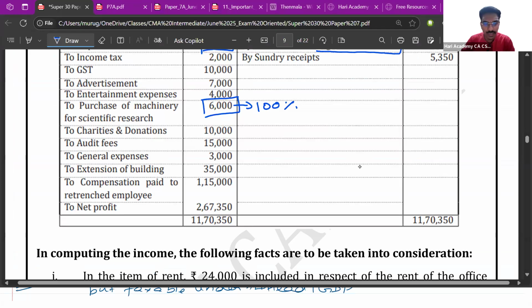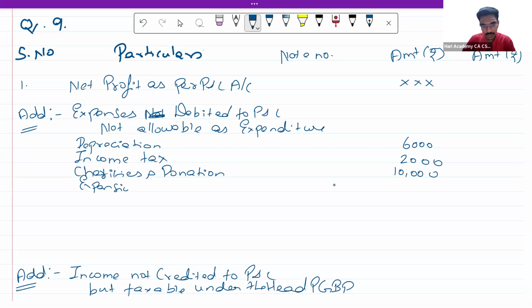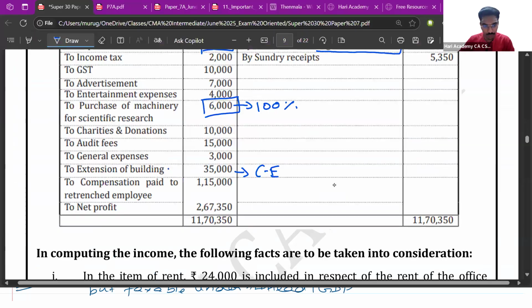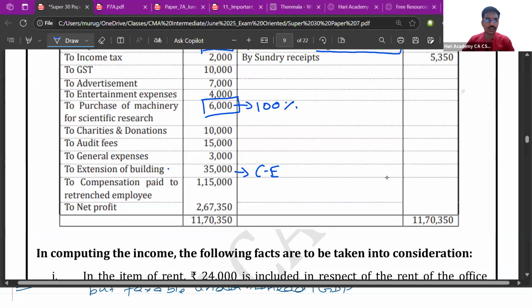General expenses, no problem. Next is extension of building. This extension of building is a capital expenditure. Any capital expenditure is not allowable as an expenditure under section 37. Hence, expansion of building is not an allowable expenditure. This is to be added back to my net profit. Okay, this is 35,000. Next is compensation paid to retrenched employee. This is an allowable expenditure. There is no question to it.